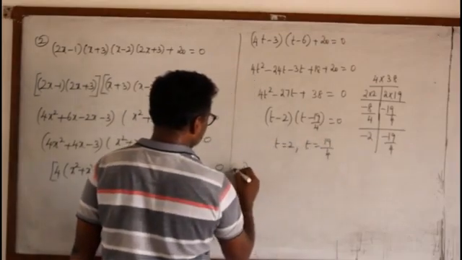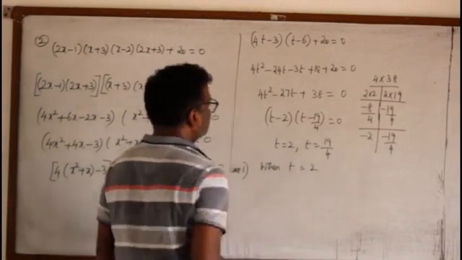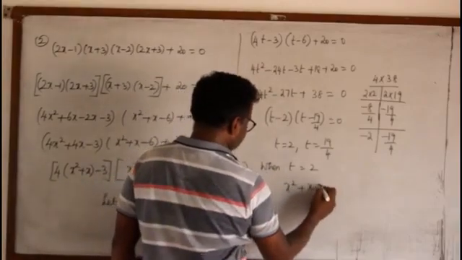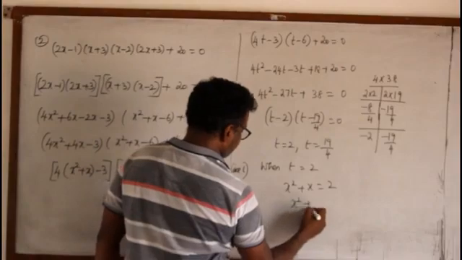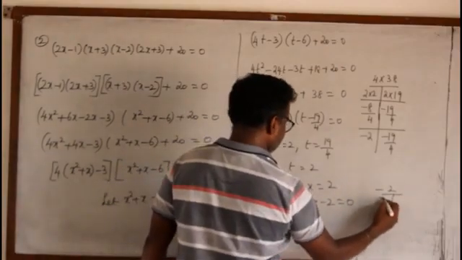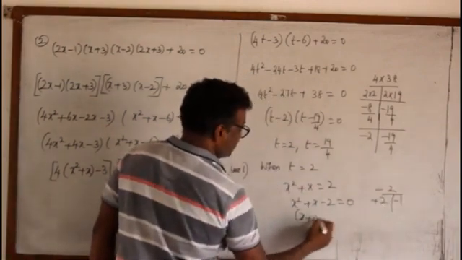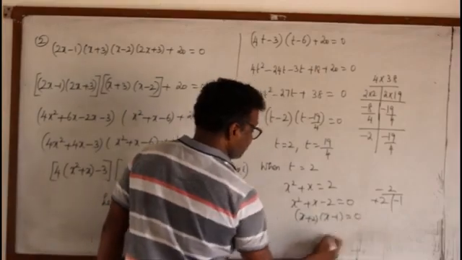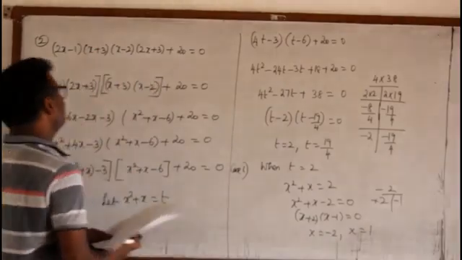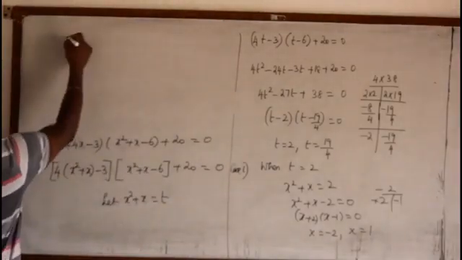First case, case 1. When t equal to 2, that is t is x square plus x equal to 2. x square plus x minus 2 equal to 0. Minus 2 can be factorized as plus 2 and minus 1. So (x plus 2)(x minus 1) equal to 0. x equal to minus 2, comma x equal to 1. Shall go for case 2 now. Case 2.